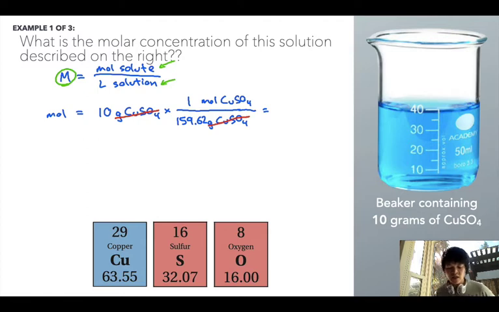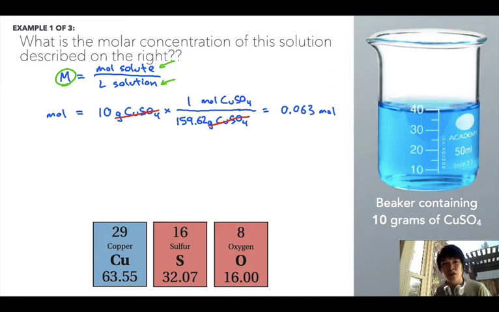If you take 10 and divide it by 159.62, you should get about 0.063 moles of our solute.